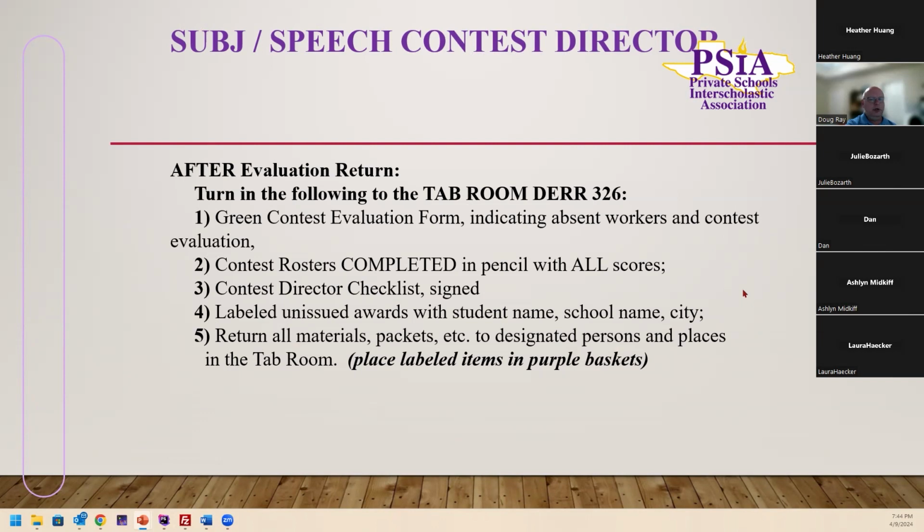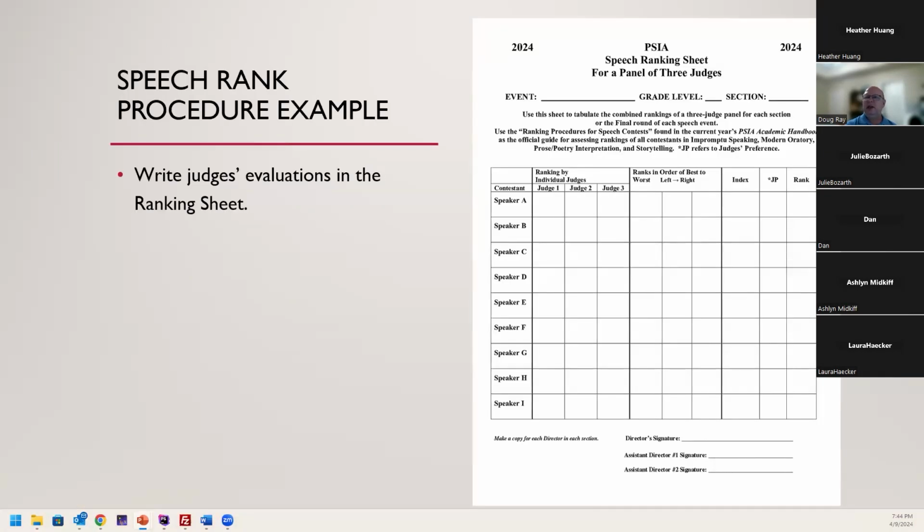Okay. All right. Our last topic for the evening is the speech rank procedure example. So this is an example of how to complete the speech ranking sheet when you have 3 judges. And luckily we have 3 judges scheduled for all of our speech contests this year. Whether or not we'll actually have them show up, that's another question, but we do have them scheduled. All right. So here's how this works.